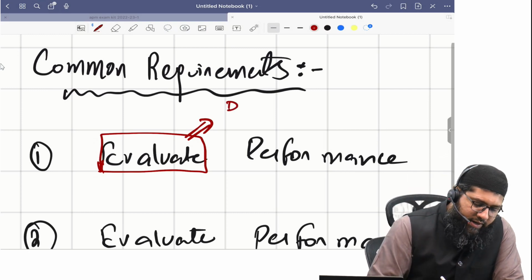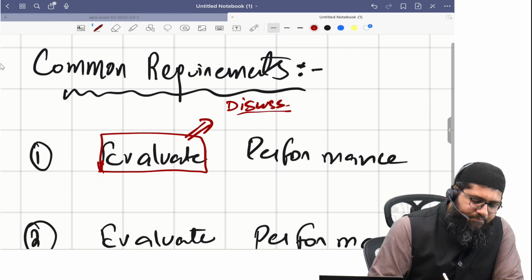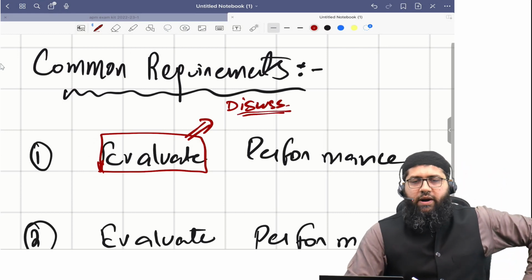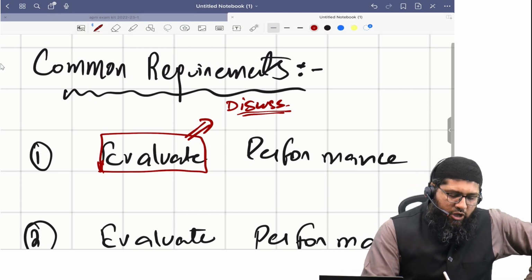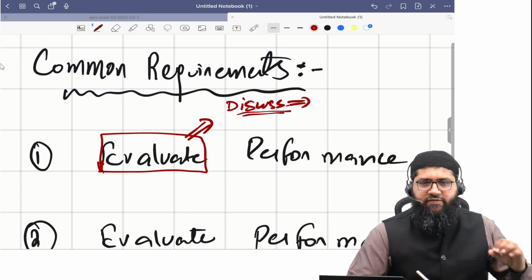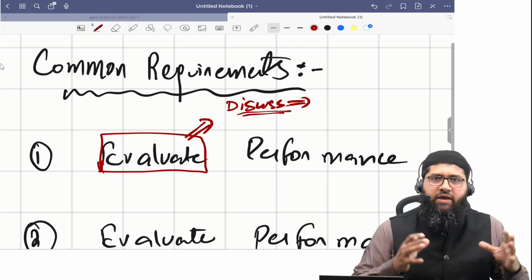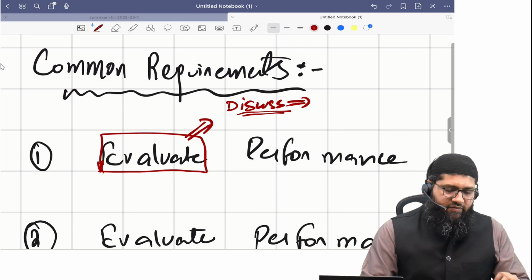The word evaluate actually means discuss. I repeat, the word evaluate actually means to discuss. Basically, when we talk about the word evaluate, to discuss, what exactly do we mean by this discussion? Let's try to understand this.